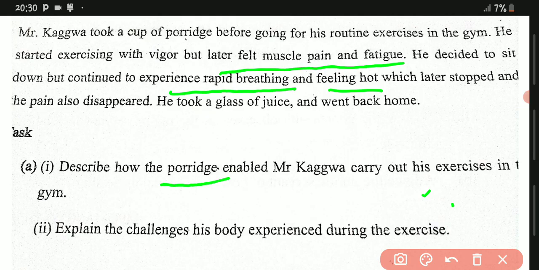Then another challenge they have talked about in the scenario is feeling hot. What causes feeling hot is the rise in metabolic actions. These metabolic actions are the ones which increase the body temperature. So those are the challenges experienced by Mr. Kagwa. So that has been our item 6 and 7.